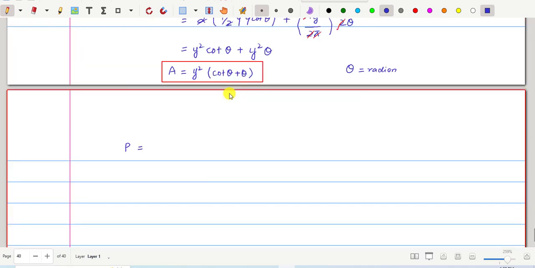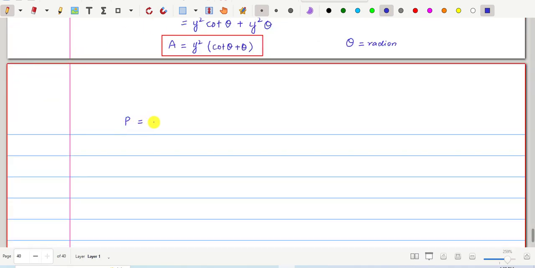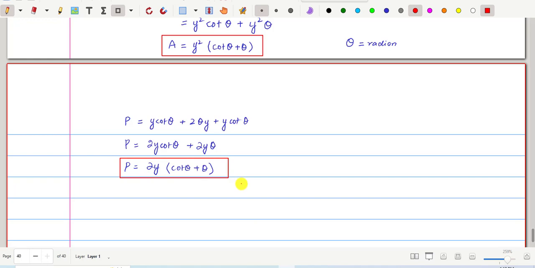So let's find out the parameter. The parameter is going to be y cot theta, then plus 2 theta y plus y cot theta. When you simplify it, P will be equal to 2y cot theta plus 2y theta, right? When you take 2y as common, it becomes 2y (cot theta plus theta). So this is the equation for finding the wetted perimeter for a triangular canal which is circular at the bottom.